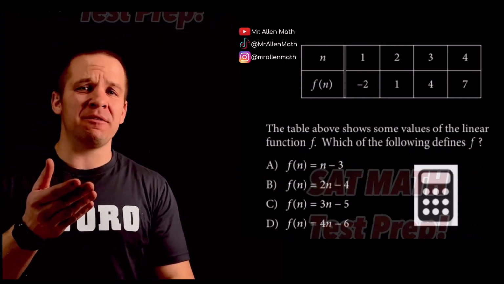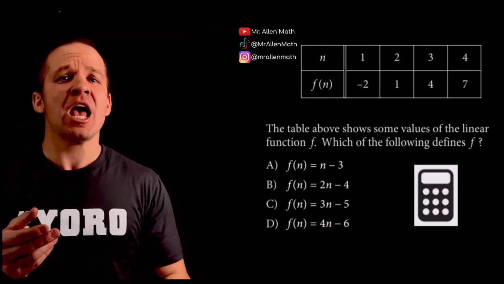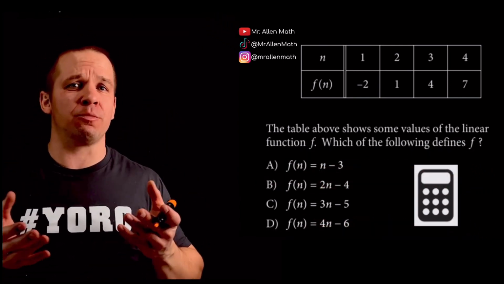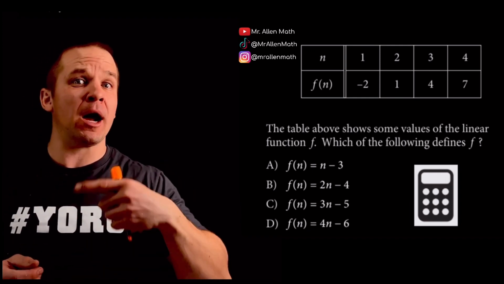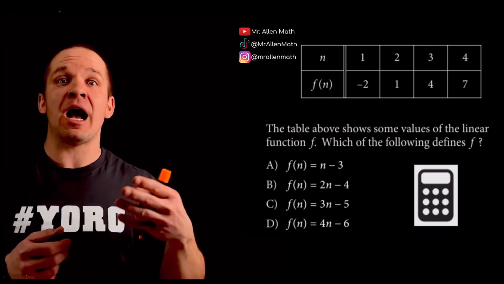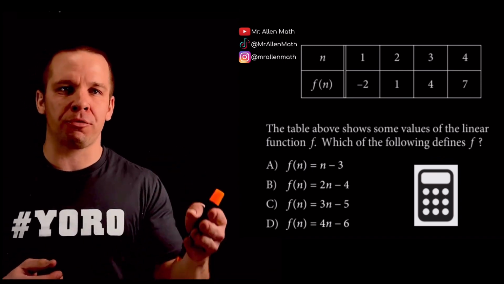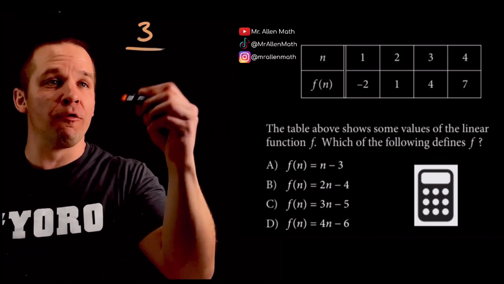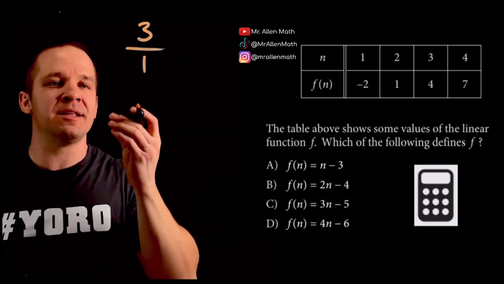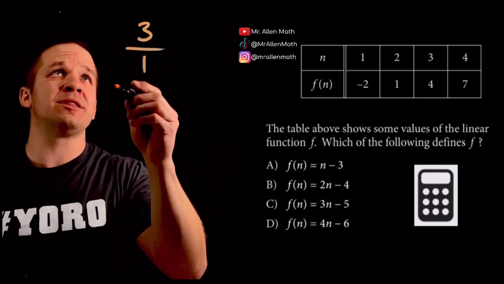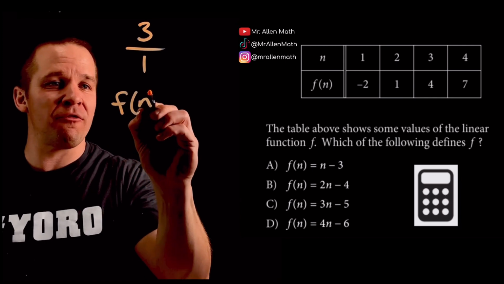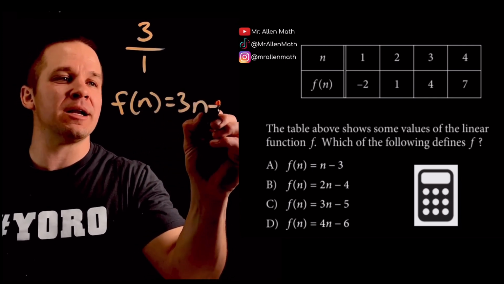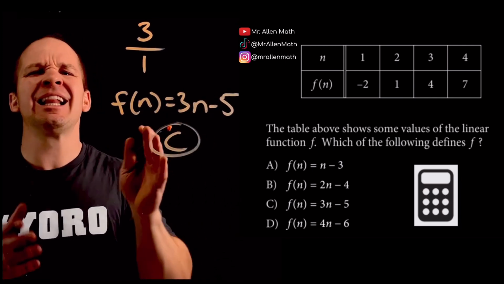We got ourselves a table of values here for n and f of n, and we got to figure out which linear equation would match up with it. Well, my n values are all going up by 1, and my f of n, my output, my y values are all going up by 3. This means that my slope is 3, my change in my y's over 1, my change in my x's, or my n's in this case. Now, the only equation with that is choice C there, f of n equals 3n minus 5. All right, so C, clearly the answer.